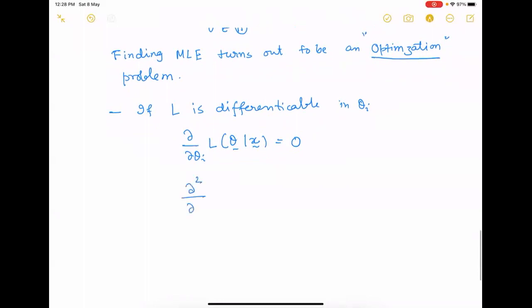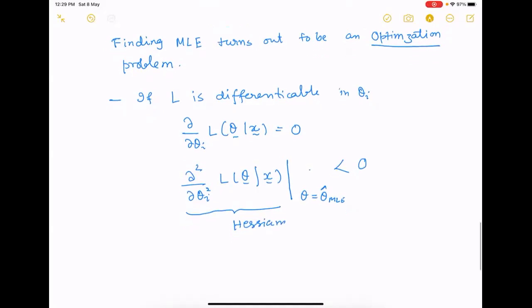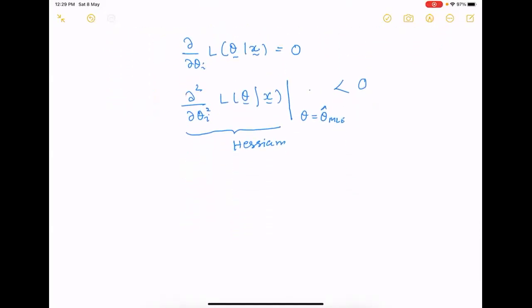del 2 by del theta i squared of L of theta tilde given x tilde, at theta equal to theta hat MLE, which is the solution from the first equation, is negative. Sometimes this is also called the Hessian, or second derivative, or part of the Hessian. And it will play a role in some of the inference. I'll gradually come into this.